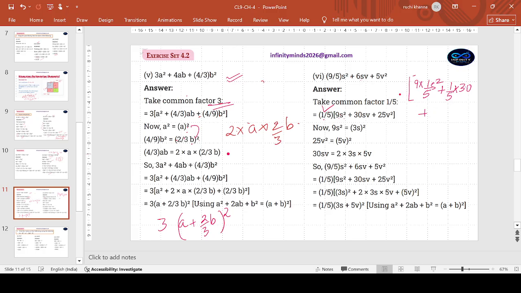And similarly, taking 1 by 5 common from this. 1 by 5, what do I put here that I get a 5? You want to get a 5, you want to take 1 by 5. If I replace it by 25, it will be 5 5s are 25. 5 can be written as 1/5 of 25. This step you could have put extra here. And then you are taking 1 by 5 common, so you are left with 9s square plus 30sv plus 25v square. This would be 3s plus 5v whole square. 1 by 5, 3s plus 5v whole square, mention the identity.